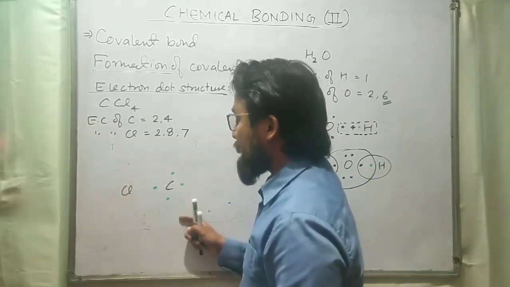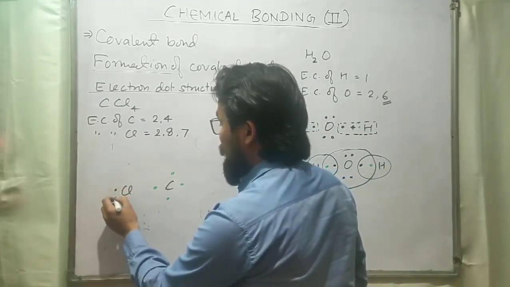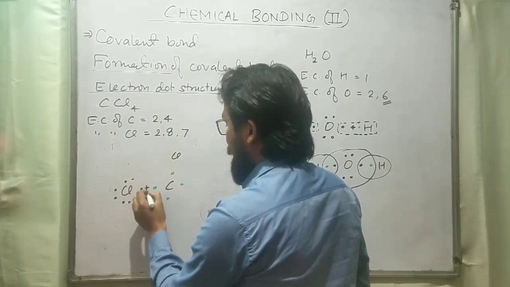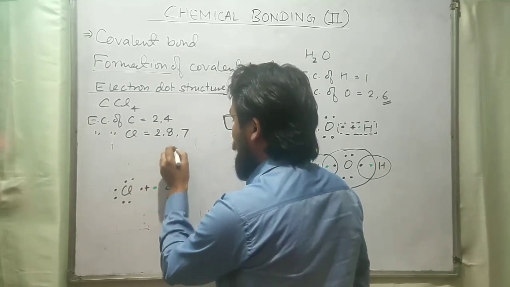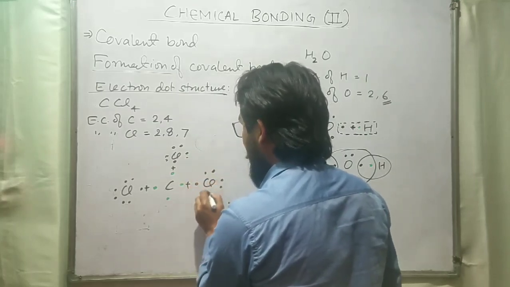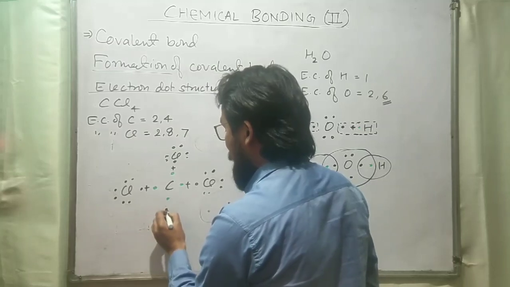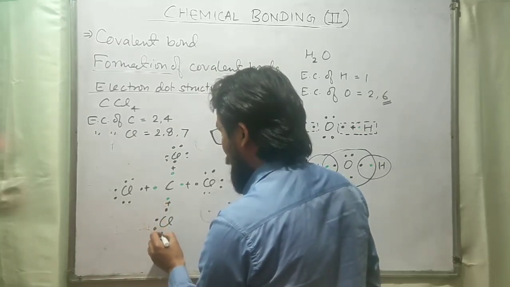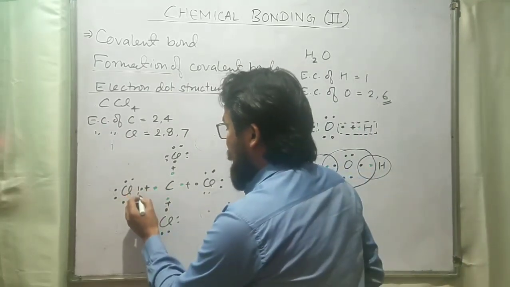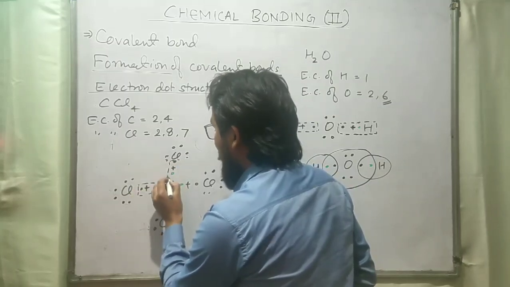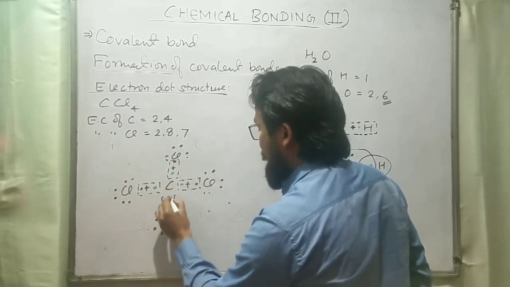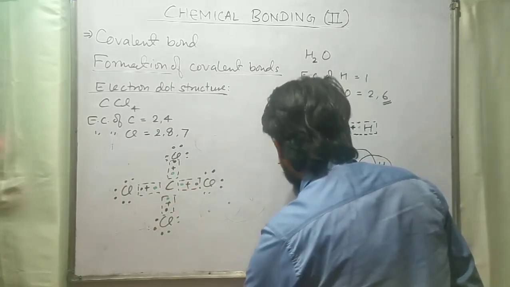Then we have a chlorine atom here. The chlorine atom has 7 electrons, 1 2 3 4 5 6 7. Another chlorine atom here has 1 2 3 4 5 6 7, and one more chlorine atom here has 1 2 3 4 5 6 7 electrons. So as you can see, each chlorine atom is going to share its 1 electron with the carbon atom. So this is how the electrons will be shared, and the result will be the molecule of carbon tetrachloride.